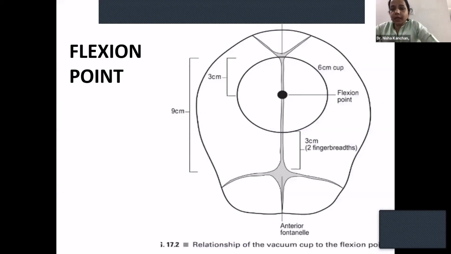Now this concept is very important, which is the flexion point. This flexion point is an imaginary point on the sagittal suture, which is 6 centimeters from the anterior fontanelle and 3 centimeters from the posterior fontanelle.